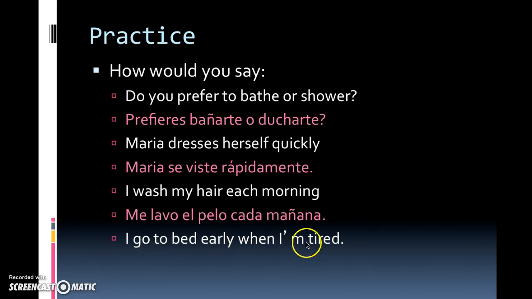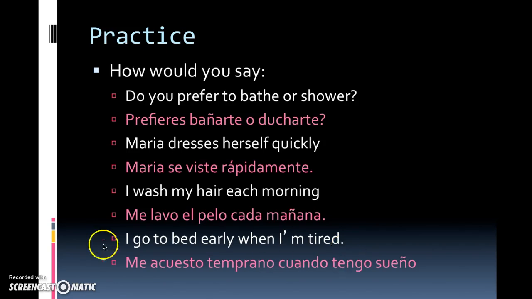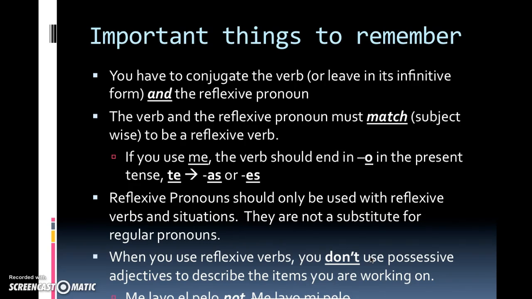The next one, I go to bed early when I'm tired. Me acuesto temprano cuando tengo sueño. Me acuesto because I'm going to bed. I'm putting myself to bed. Me acuesto temprano for early. Cuando tengo sueño, when I'm tired.